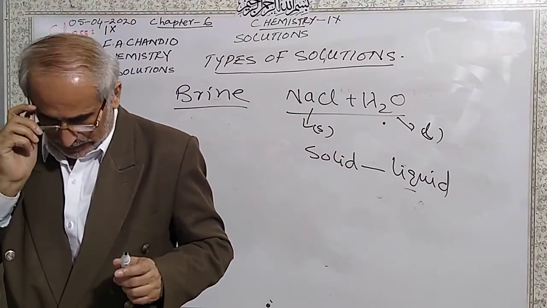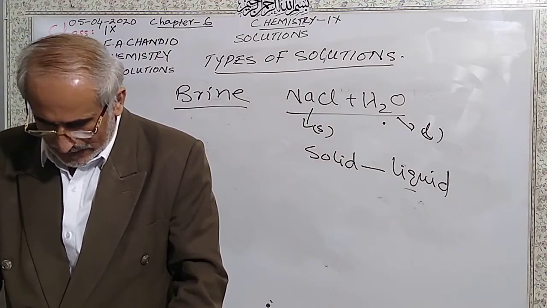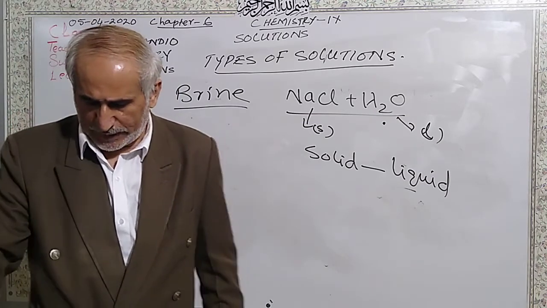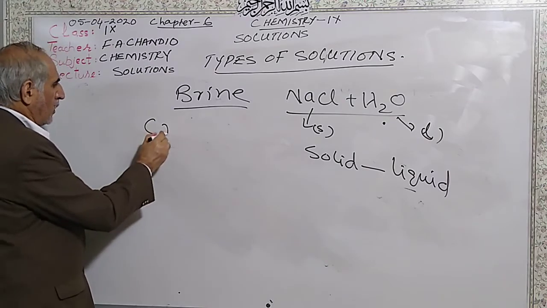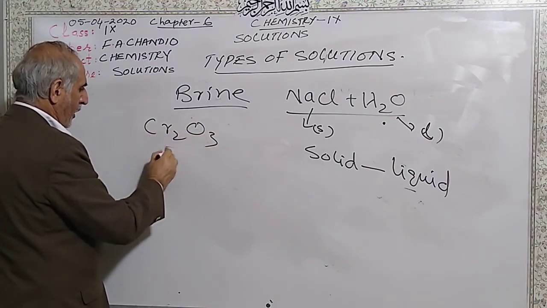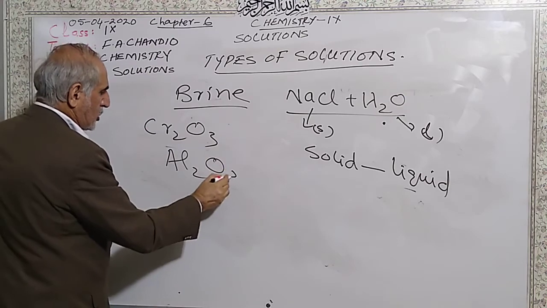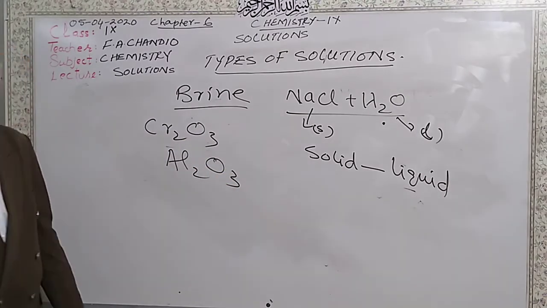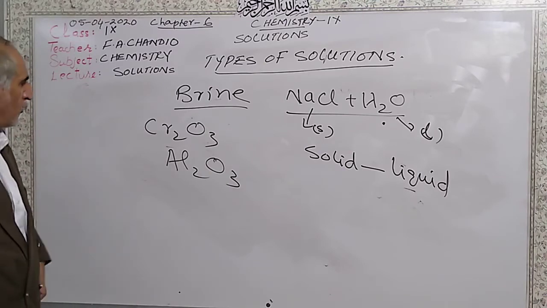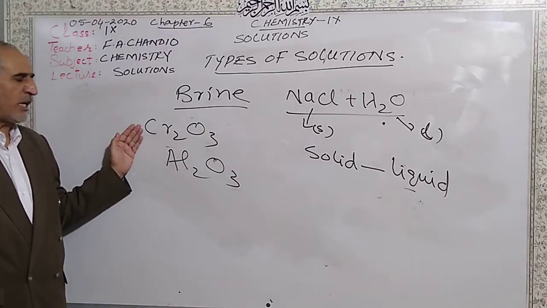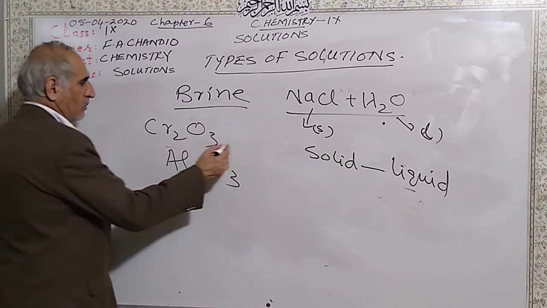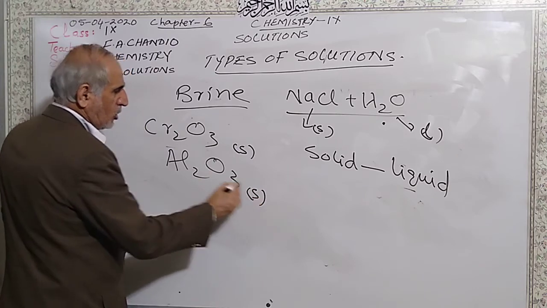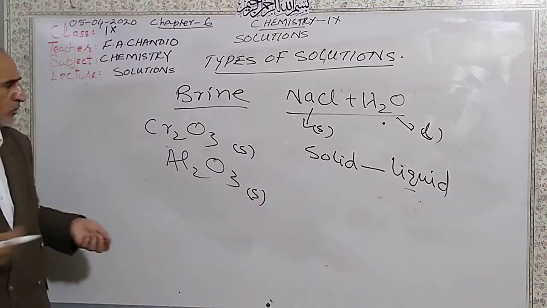Number F. Gemstone, ruby. Gemstone ruby contains chromium oxide, aluminum oxide. These are the oxides of metals, chromium and aluminum, very important metals. In our daily life we use them. So chromium oxide, solid. Aluminum oxide, solid. Clear now.